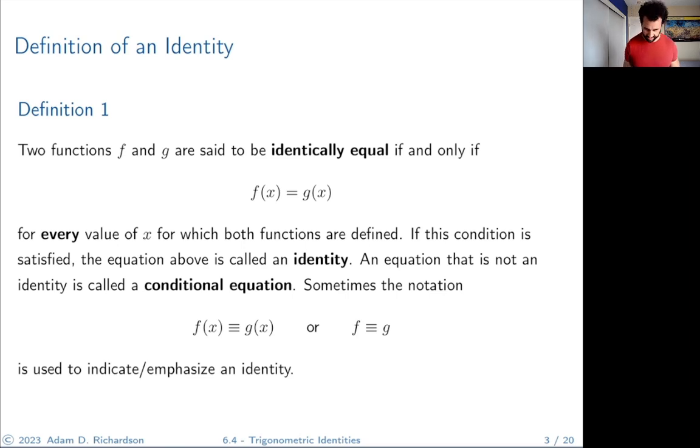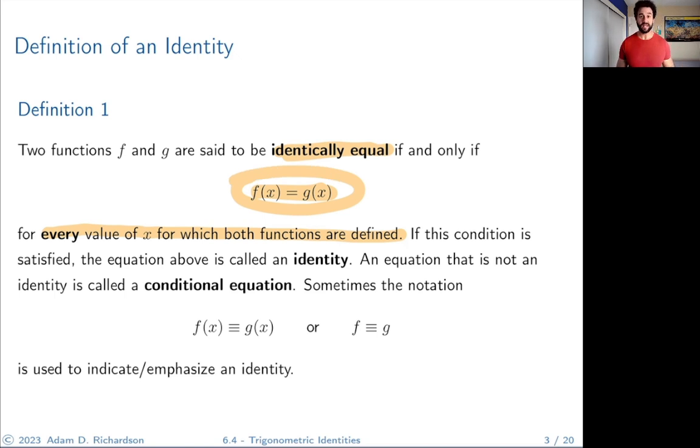We say that two functions f and g are identically equal if and only if they are equal for every value of x for which both functions are defined. So in particular, we're saying that basically the function f is equal to the function g, and it doesn't matter what you plug into either function, you're going to get the same result. So if this condition is satisfied, then this is true for every x where they're both defined, then we call this relation, this equation right here, an identity.